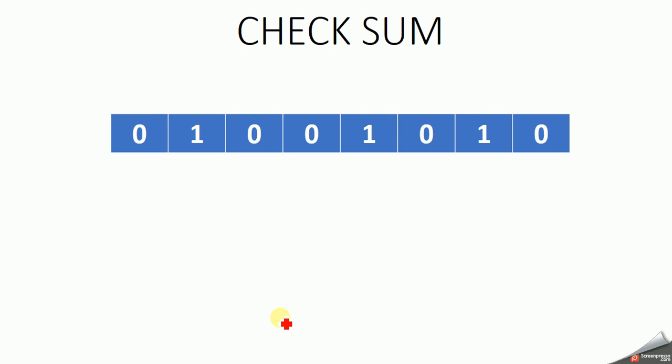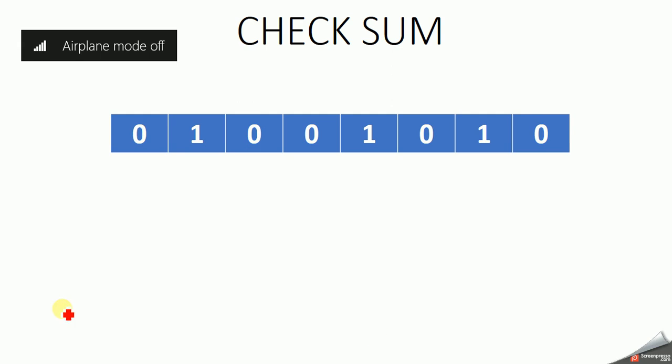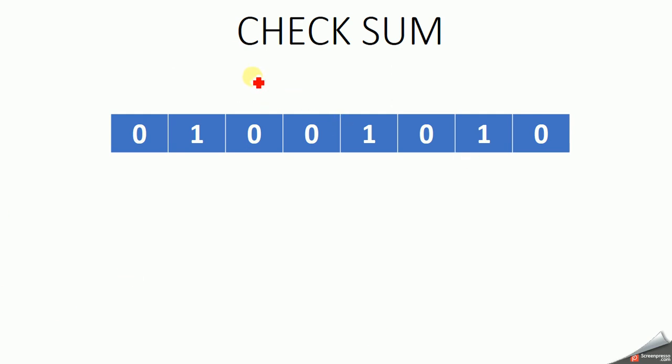Another way that data transmission checks for errors is through checksum. Let's have a little look at how this works. The checksum basically checks to see if the data sent from one computer to another is corrupt. We've looked at this before in other examples. So, how does it work?